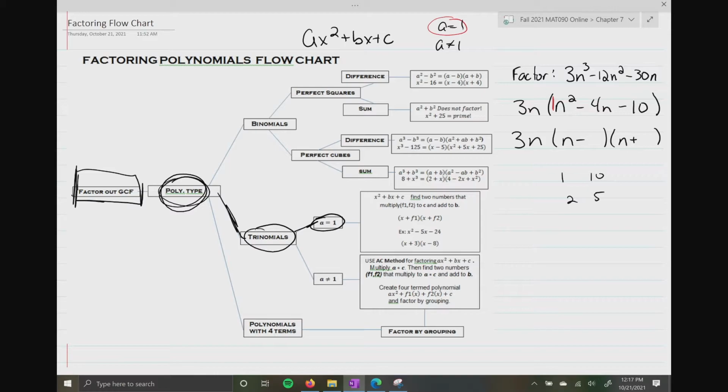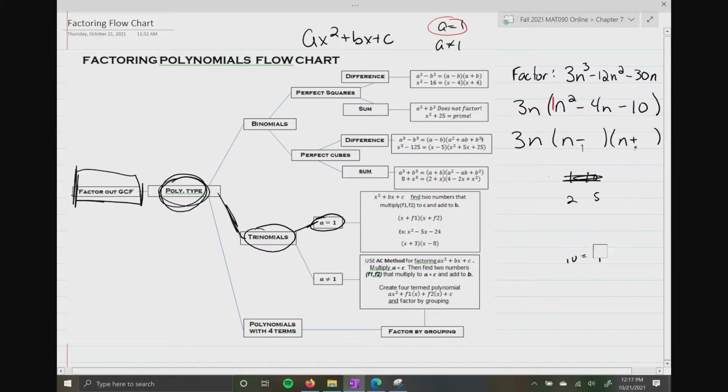And I know one of them is negative and one of them is positive. Now, if you look at the first case, 1 and 10, that's never going to happen. What I mean by that is you can have +1 minus 10, which is -9, or -1 plus 10, which is +9. And you want -4. So I know 1 and 10 does not work. So I'm just going to scratch them out.